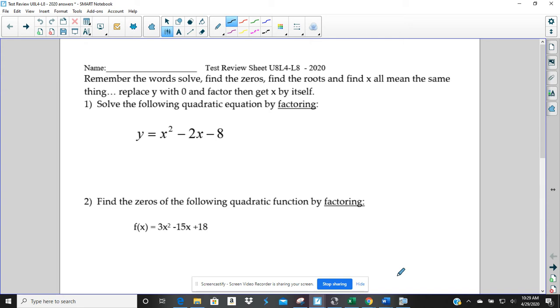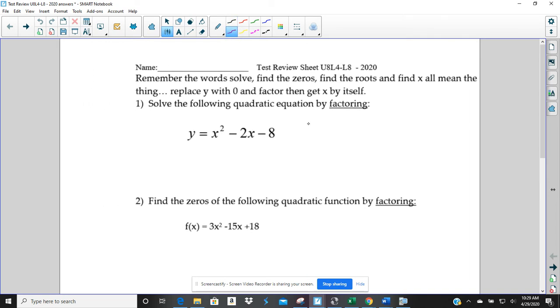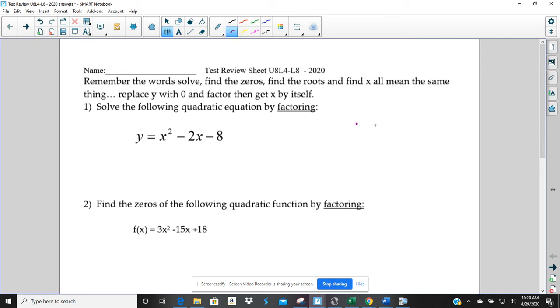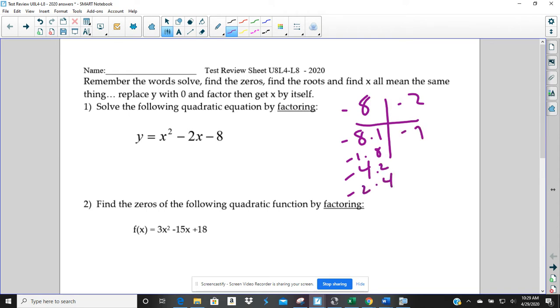The lead coefficient is 1, so I know I'm going to use traditional factoring. I don't see any GCFs or anything like that. So I'm going to, sorry, start over again. I'm going to find the factors of -8 that when added together give me -2. So I have -8 times 1, -1 times 8, -4 times 2, -2 times 4. This equals 7 when I add them together. That's not right. This equals +7. That's not right. This equals -2. This is the correct answer right here.